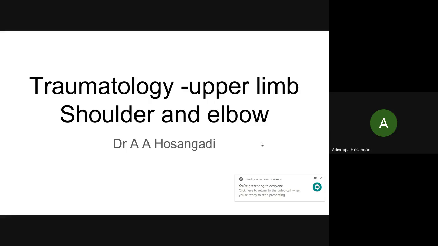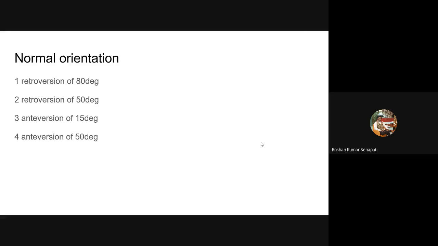Okay. Today, as I promised, we will take up traumatology, upper limb, shoulder and elbow. We'll restrict to shoulder and elbow. Wrist and hand we will take up sometime later. Okay, we'll start with some anatomy questions. Normal orientation of proximal humerus.